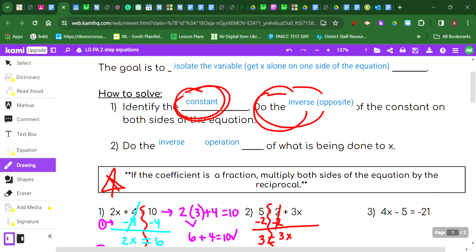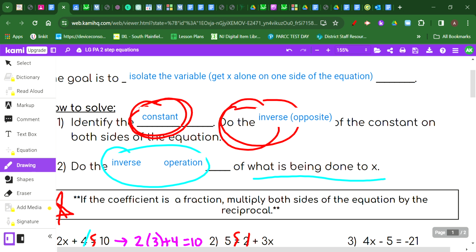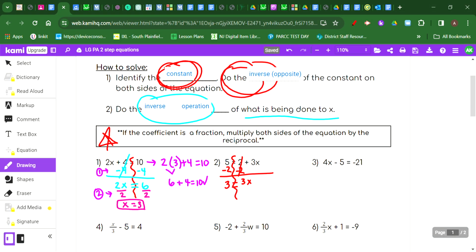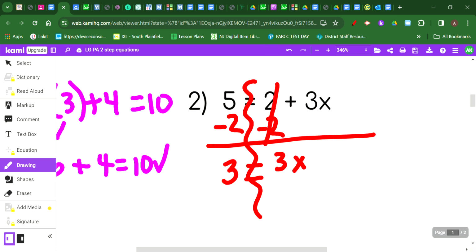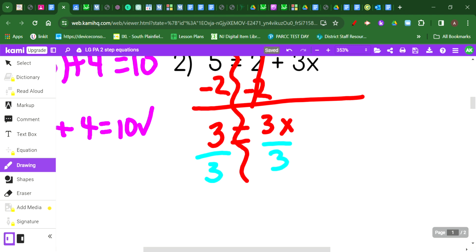Okay, so again, here's step 2. Do the inverse operation of what is being done to x. So again, in number 2, x is being multiplied by 3, so we are going to divide by 3. Okay, so we're going to divide here and here by 3. On the right side now you get 1x, or just x, and then on the left side you get 1. 3 divided by 3 is 1.